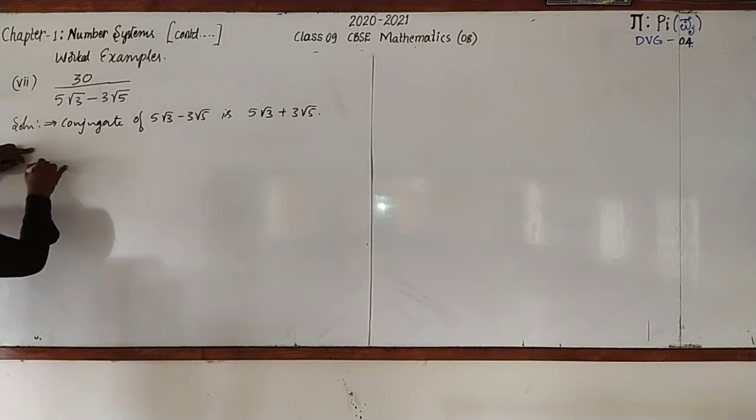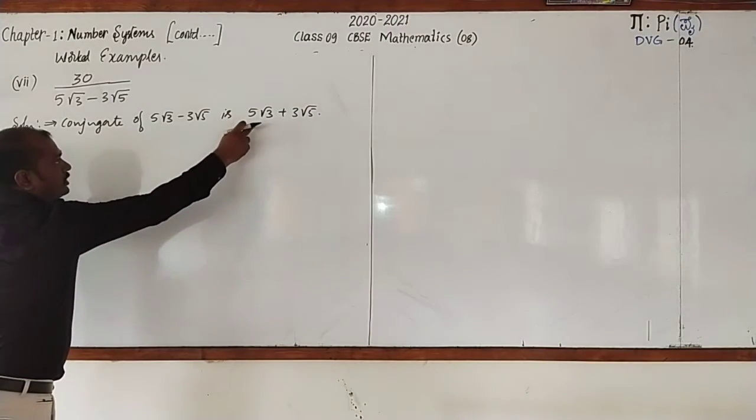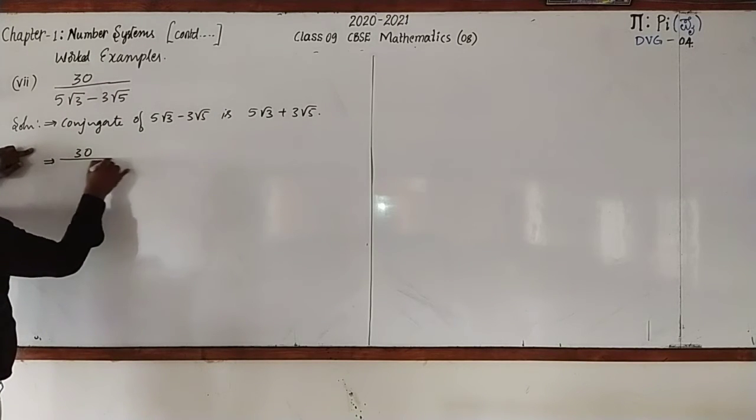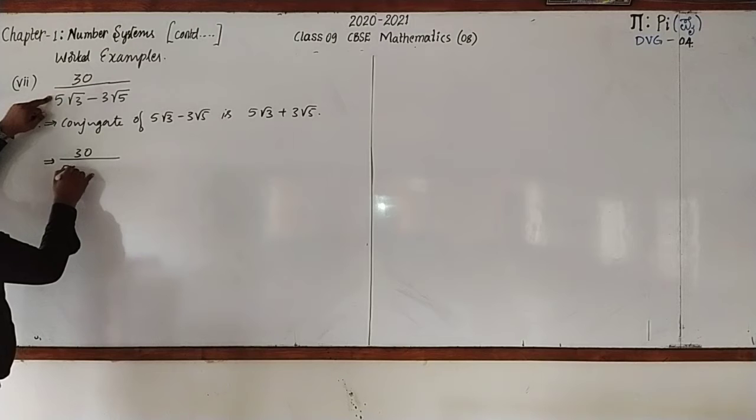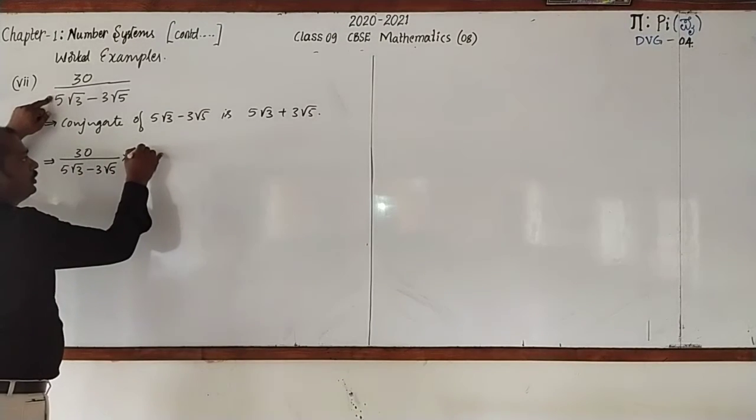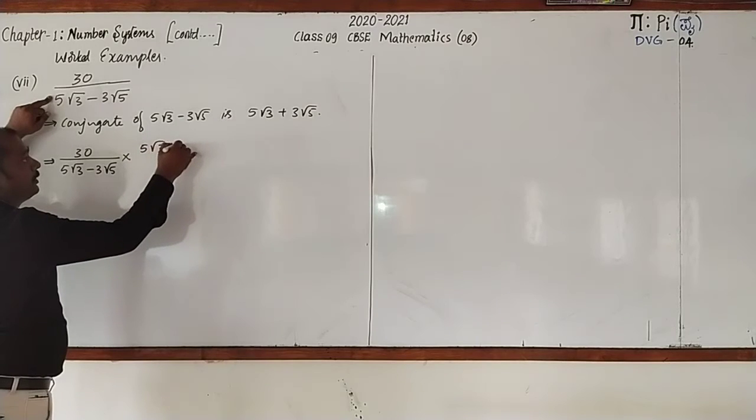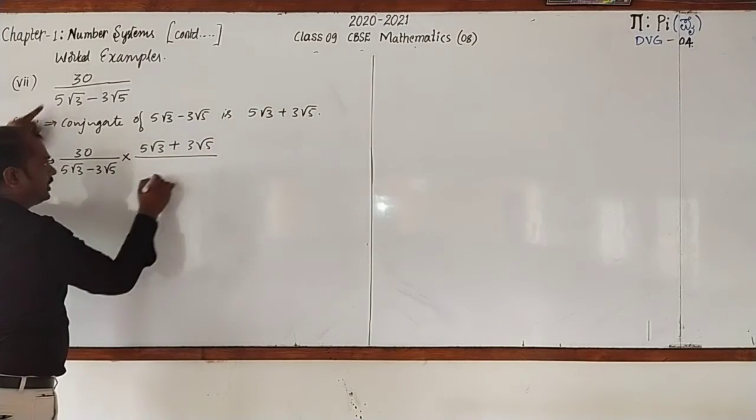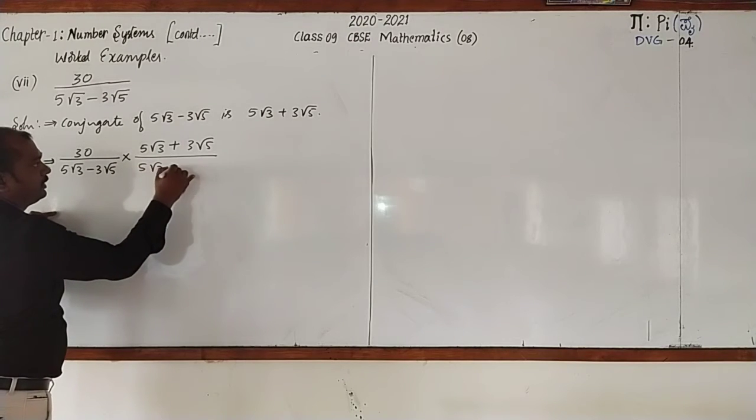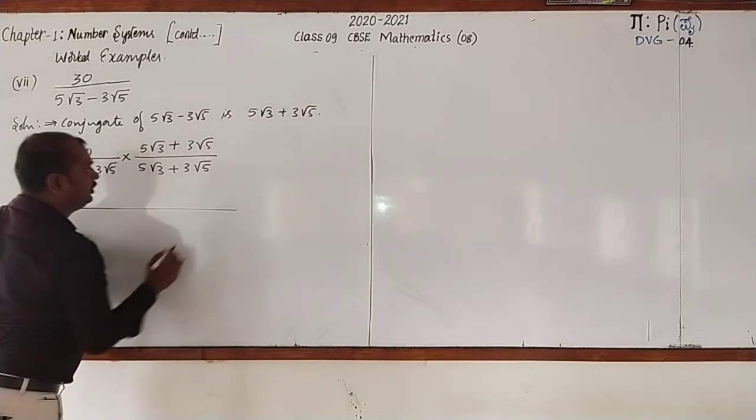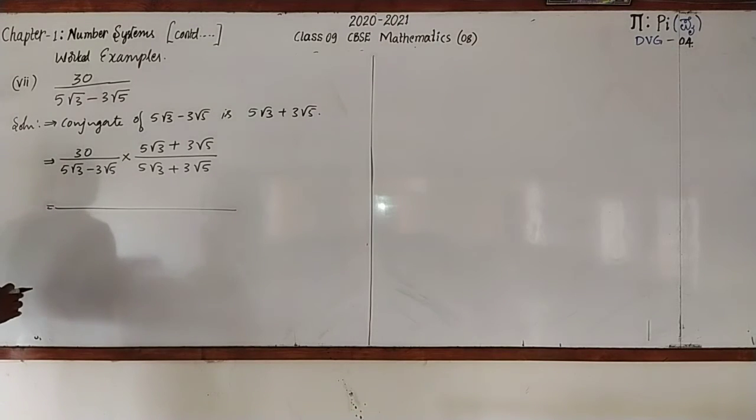In the next step, we are going to multiply the conjugate to the numerator as well as the denominator. So, the given number is 30 by (5 into root 3 minus 3 into root 5), into (5 into root 3 plus 3 into root 5) divided by (5 into root 3 plus 3 into root 5). It is equal to, observe the numerator terms.